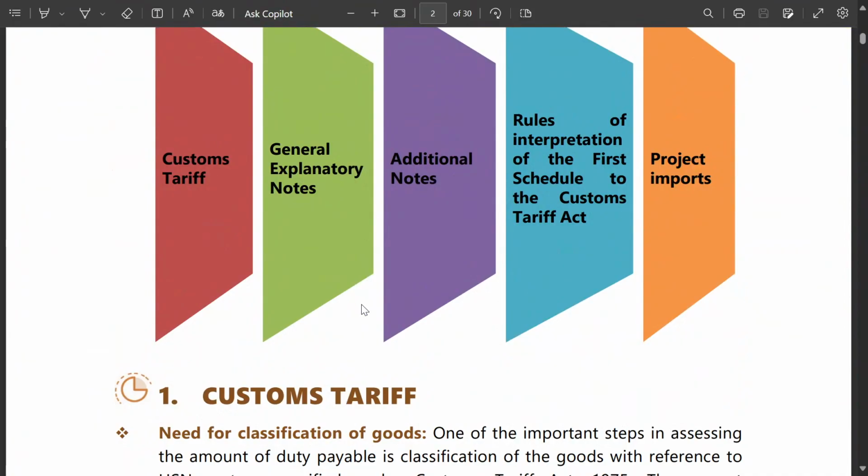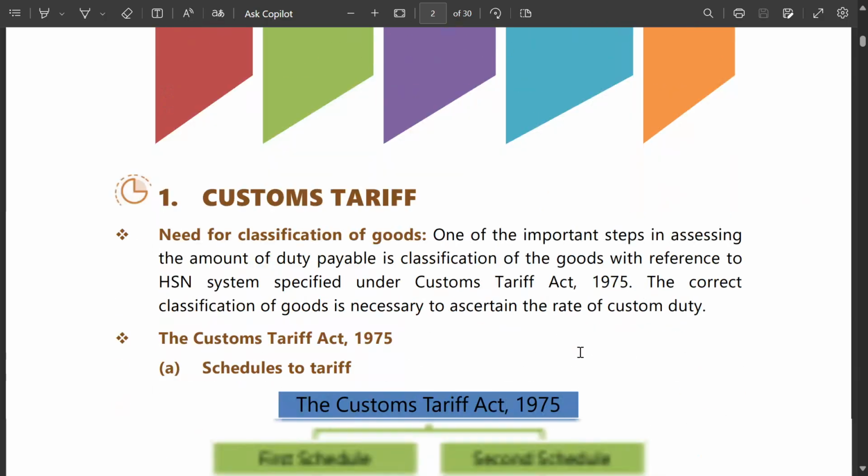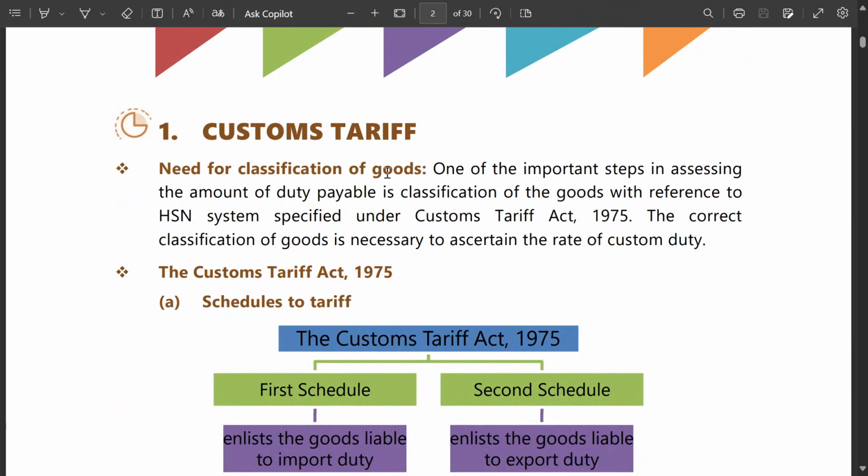So, Customs tariff, general explanatory notes, additional notes, rules of interpretation of the first schedule to the Customs Tariff Act, and project import. Customs tariff: we need to classify the goods. One of the important steps in assessing the amount of duty payable is classification of the goods, which refers to the HSN system and is specified in the Customs Tariff Act 1975.